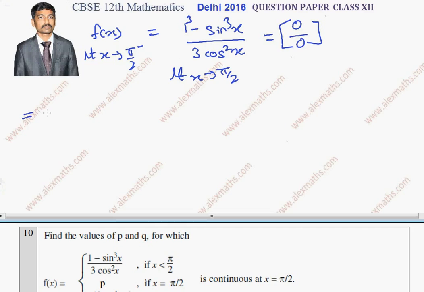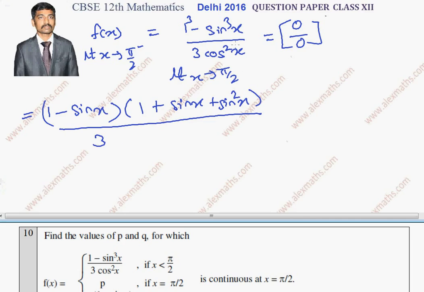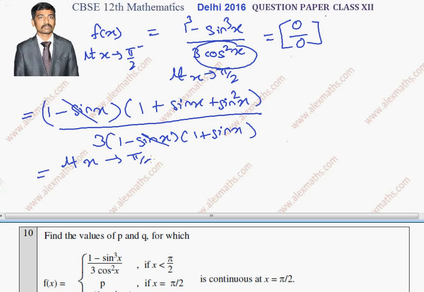I am going to apply a cube minus b cube formula, which is a minus b into a square plus ab plus b square, whole divided by the denominator, cos square x, which can be written as 1 minus sine square x, which can be further factorized into 1 minus sine x into 1 plus sine x. So I can cancel 1 minus sine x. After that, if I substitute the limit x tending to pi by 2, the value of the numerator will become 3 and the denominator is 3 into 2 because sine pi by 2 is 1. So the value is 1 by 2.